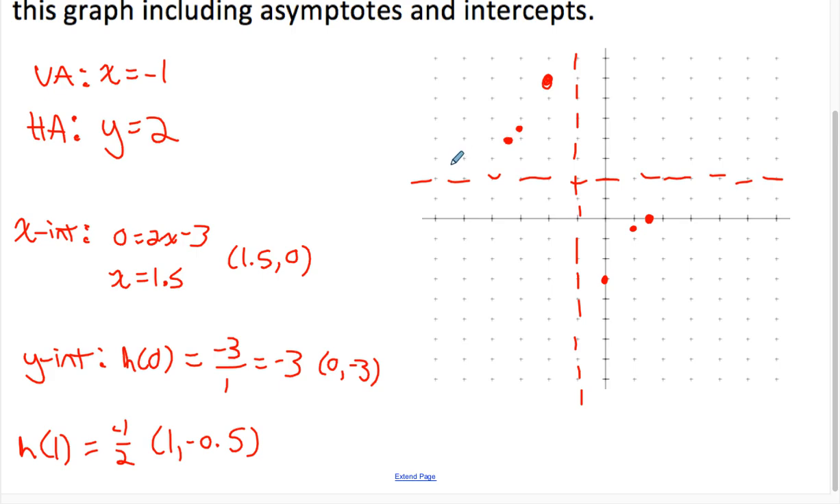So what this is going to look like, and I could get some more points, but here are the branches of my hyperbola. They're going to be approaching the asymptotes but never touch. So that's what my quotient of the two linear functions roughly looks like.